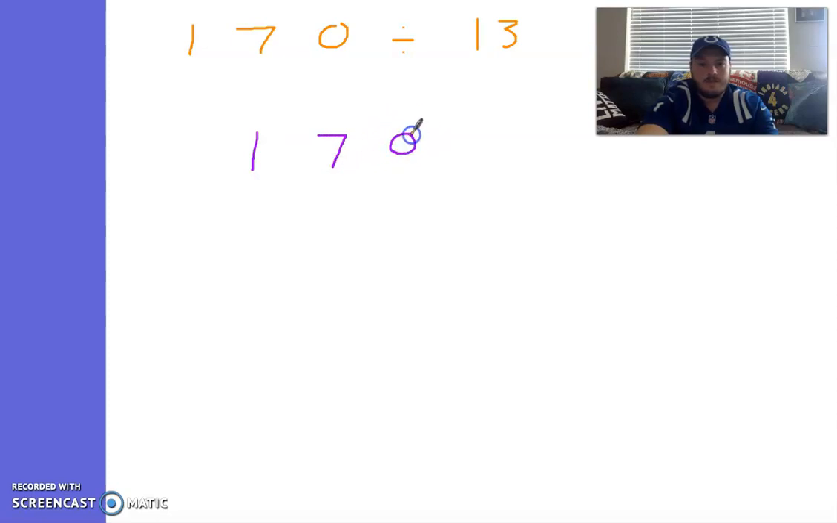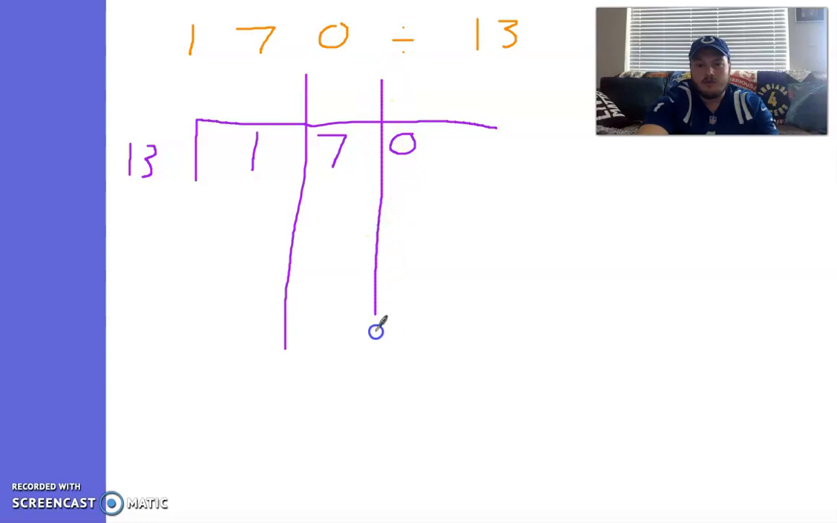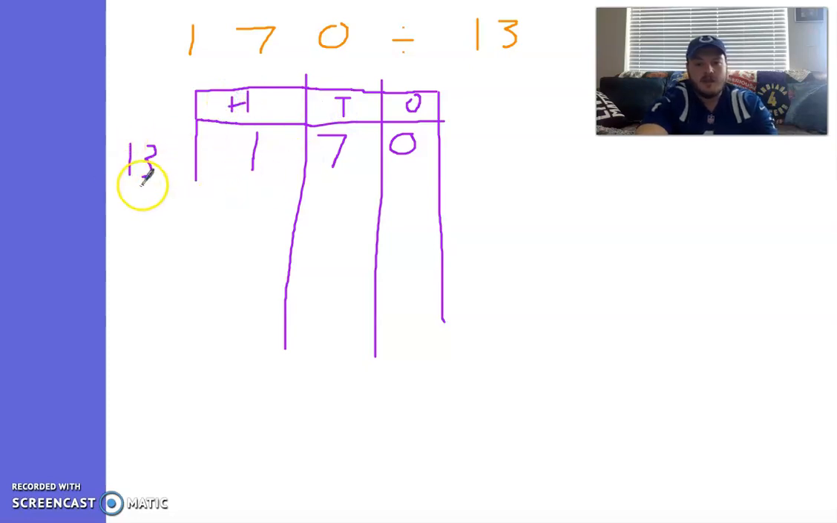170 divided by 13. Let's make our place value chart. We're going to go ahead and erase this on the side so it doesn't confuse us. Ones, tens, hundreds. Now let's see. How many times can 13 go into 1? Well, we know it can't because 1 is smaller than 13, so it's going to be 0. 0 times 13 is 0. Subtract gives me 1. Bring it on up.